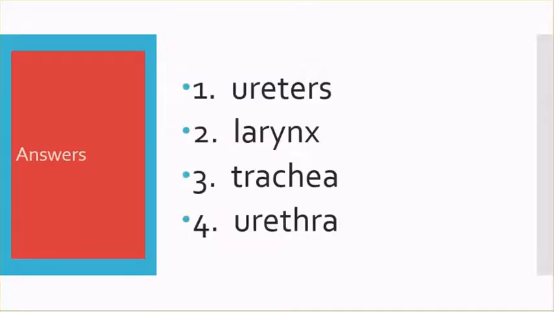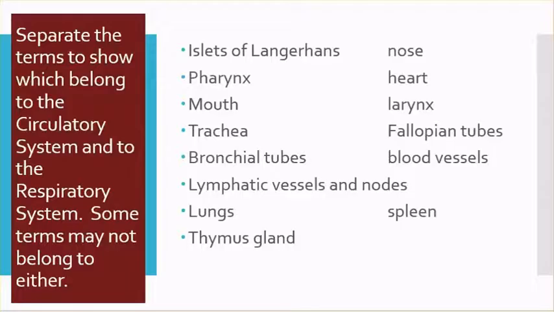Number 1 is ureters. Number 2 is larynx. Number 3 is trachea. Number 4 is urethra. Separate the terms to show which belong to the circulatory system and to the respiratory system. Some terms may not belong to either.